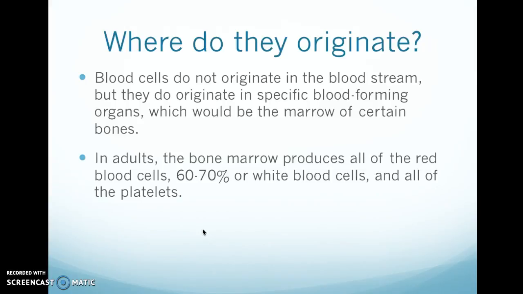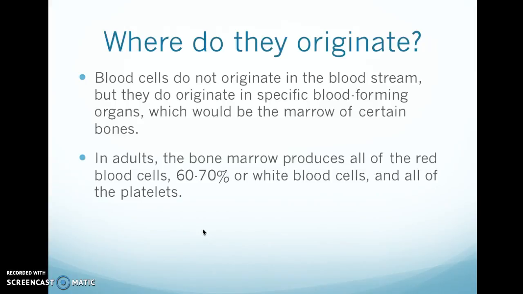And just a little background on the lymphocytes. So lymphatic tissue, like the thymus or the spleen, or even the lymph nodes, produce lymphocytes. And then another fun fact, in the human embryo, the first site of blood formation is the yolk sac, which is eventually absorbed into the gut of the embryo.